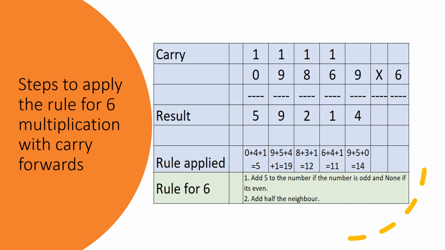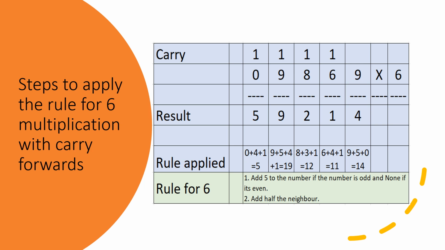So 8 is an even number, so we'll have to add only half of the neighbor, that is 3, and plus 1 carry, and it is 12. So we'll keep 2 and 1 here, where 1 will be carried forward to the other number. Then here 9 is an odd number, so we'll have to add 5 and then plus half the neighbor, which is 4, and plus 1 the carry. The answer is 19, and so we'll have to keep 9 and move a carry towards the next digit.